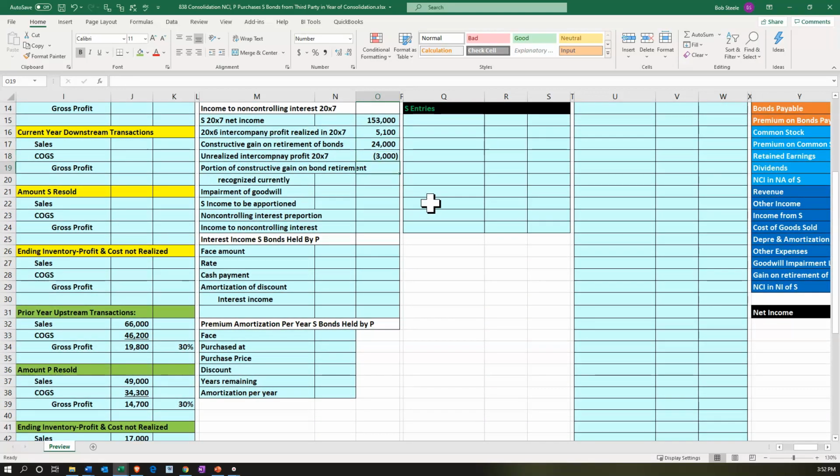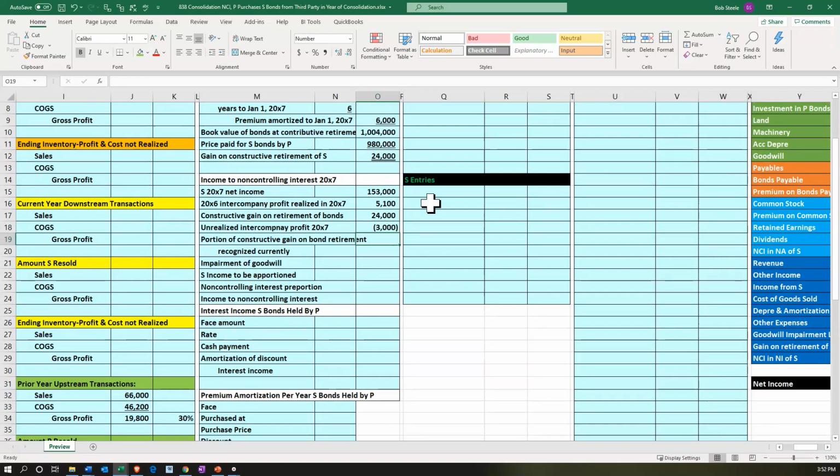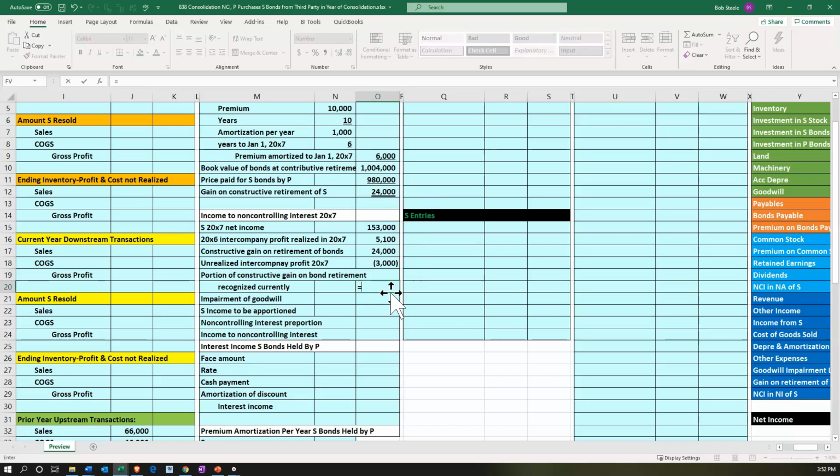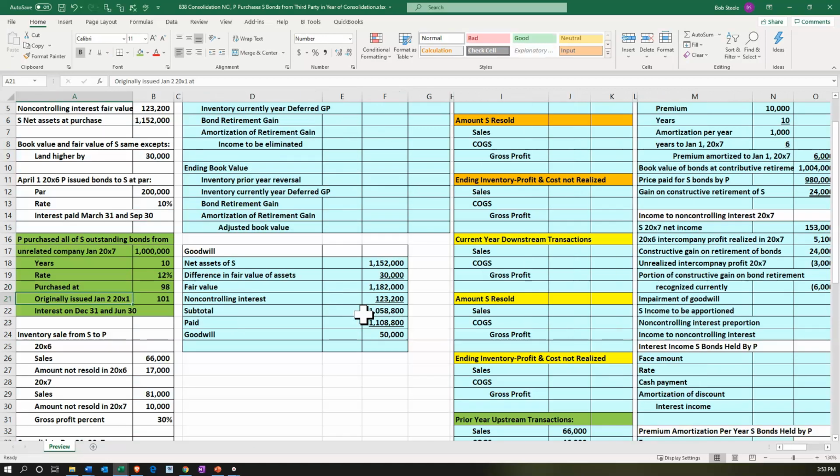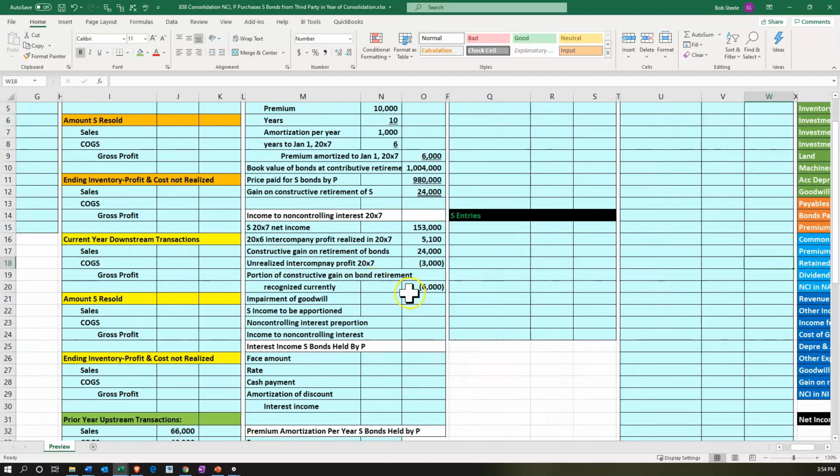Now we want the portion of the constructive gain on the bond retirement recognized currently, and that's going to be equal to the 24,000 divided by 4. Now I'm going to make that a negative, and you might say, okay, where did the 4 come from? So I'm going to go back over here, and we've got the bonds were originally issued in 2000X1, and they're 10 years. So that means we got 2000X1, 2, 3, 4, 5, and then 6. And then we basically got 4 more years. So 10 minus the 6 is basically the 4 that we're pulling over for this calculation.